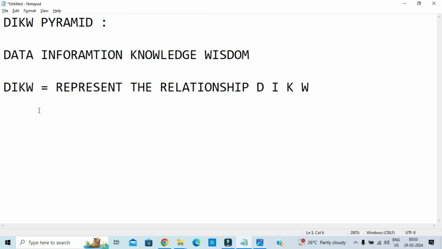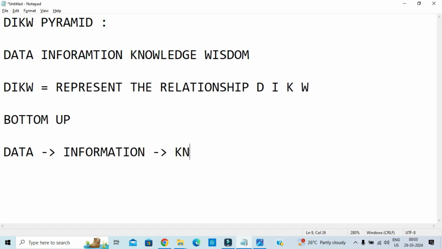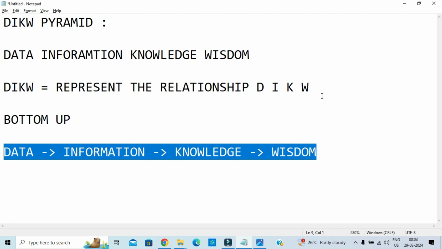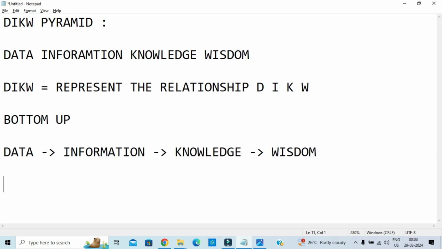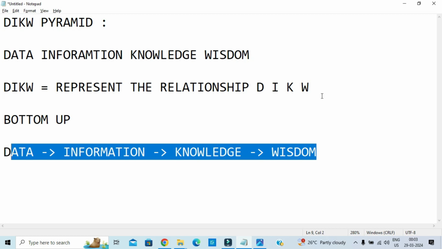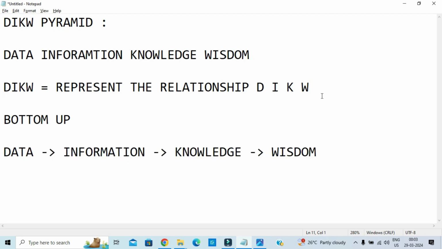This follows a bottom-up approach, starting with data, followed by information, followed by knowledge, followed by wisdom. So these are the four things that the DIKW pyramid specifies. Let's get to know what data, information, knowledge and wisdom are. But before that, why do we use the DIKW pyramid? What are the advantages of it?